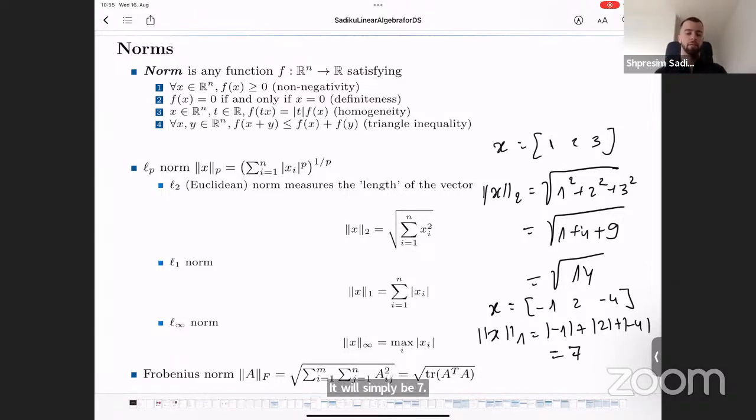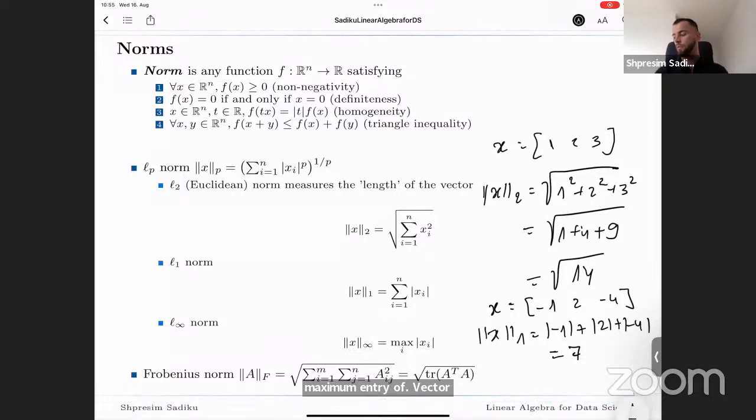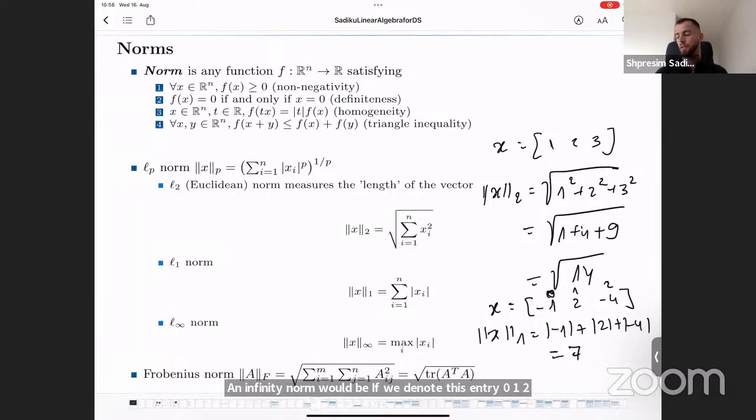And the L infinity norm is just defined as the maximum entry of vector x in absolute value. So in this case, if x was (-1, 2, -4), then the L infinity norm would be 4, since the third entry of the vector x contains the maximum absolute value. Norms can also be defined for matrices.